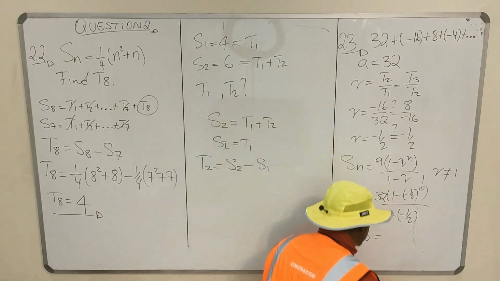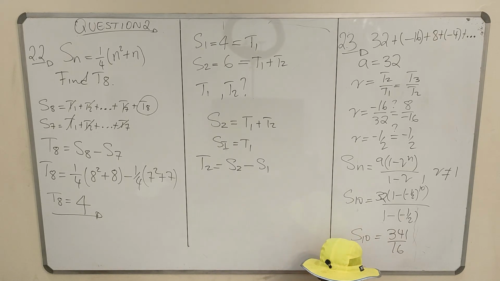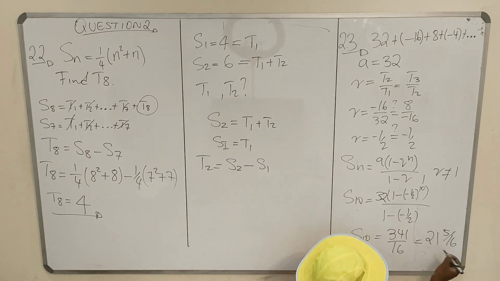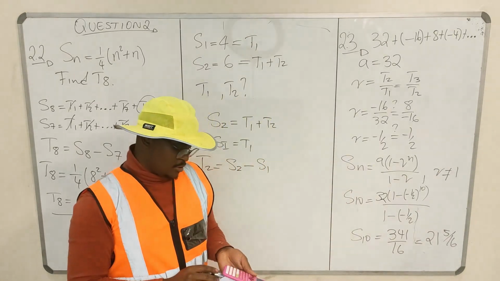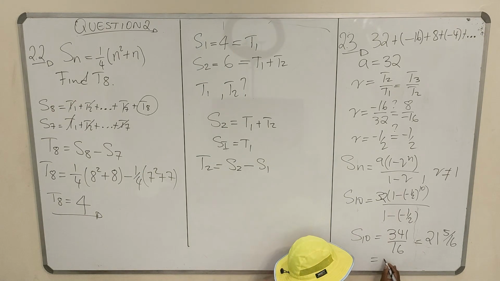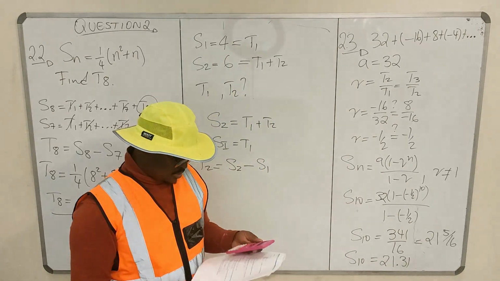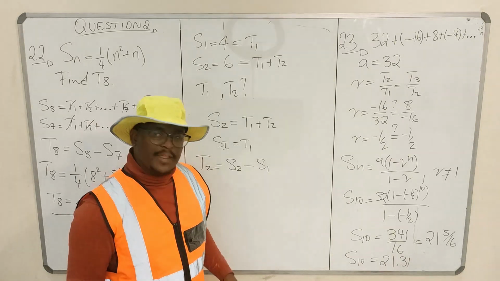The answer is 341 over 16, which one can say is 21 and 5 over 16. So that's your answer. I say it's 21.31. This is your sum of 10 terms. And I believe we're done with this question. Hope it makes sense to you, as it does to me.